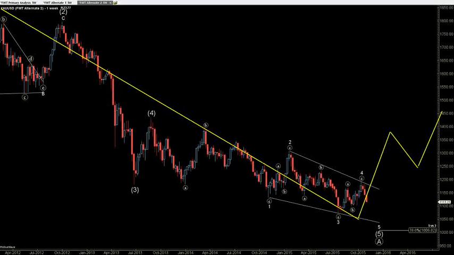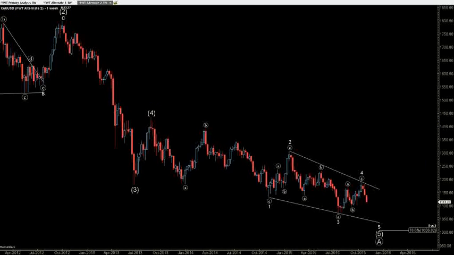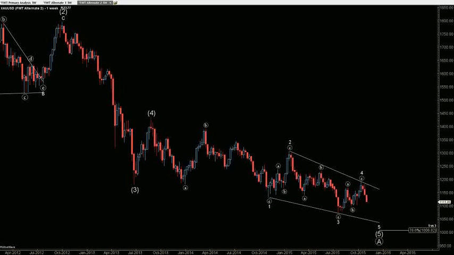Now, the important thing in trying to find a way to take advantage of this is figuring out when this 5-wave move down ends, because that's going to be the opportunity to get long. Now, I think we're going to have a chance to do that if the pattern I'm showing on this chart here ends up coming to fruition.